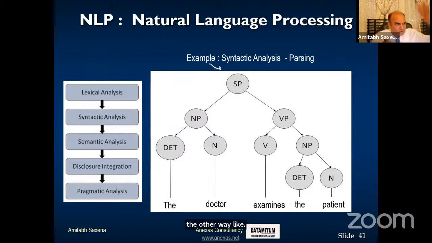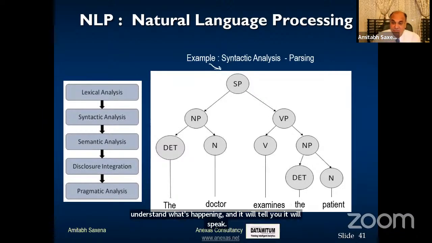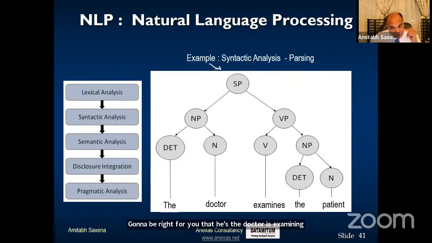So if you show a picture of a doctor examining a patient, it will understand what's happening, and it will speak or write for you that here the doctor is examining the patient. So it has understood what's happening and it is generating it in a natural language, that is, a sentence. So easy to do.